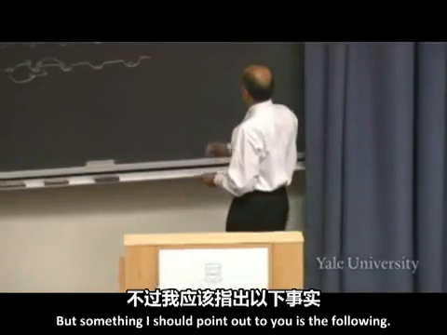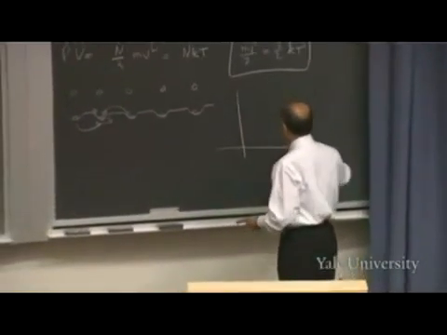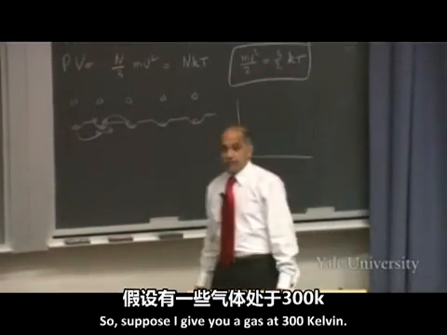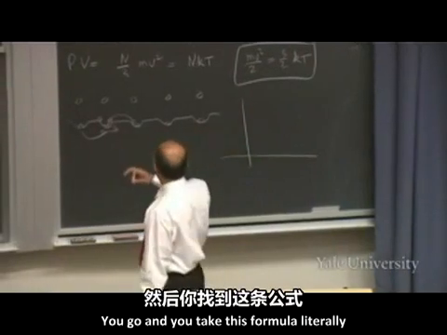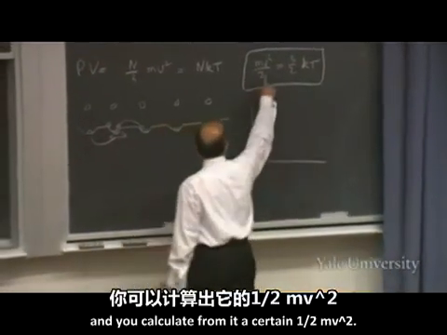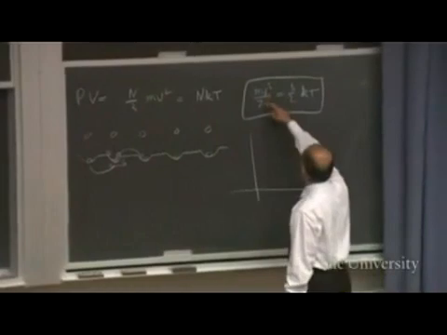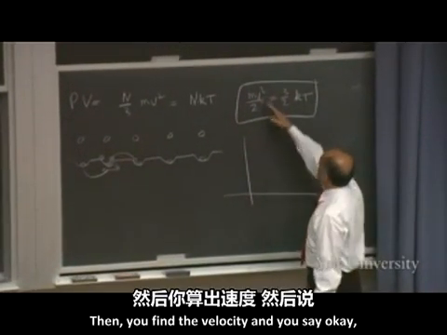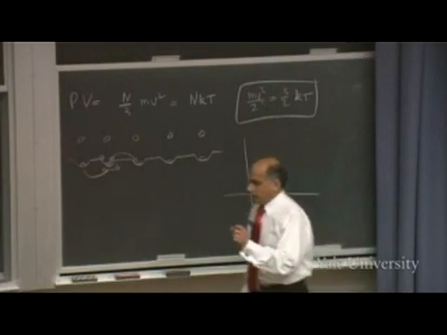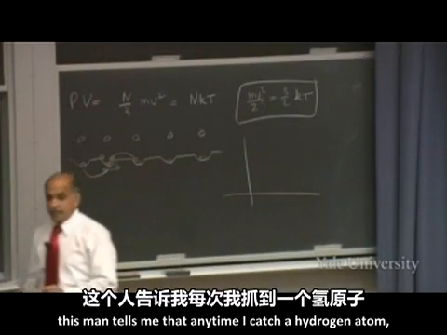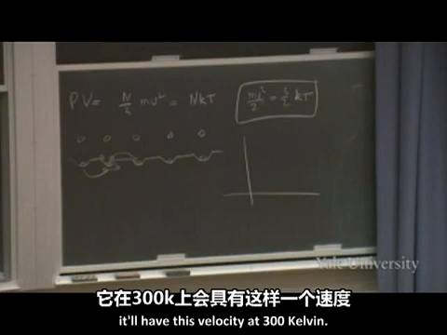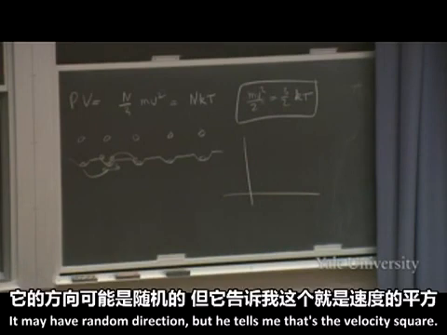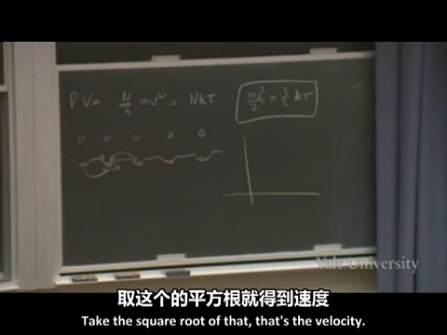But something I should point out to you is the following. Suppose I give you a gas at 300 Kelvin. You take this formula literally, and you calculate from it a certain 1/2 mv squared. If you knew the mass of the atom, say it's hydrogen, we know the mass of hydrogen, then you find the velocity, and you say, okay, this man tells me that anytime I catch a hydrogen atom, it'll have this velocity at 300 Kelvin. It may have random directions, but he tells me that's the velocity squared. Take the square root of that, that's the velocity.